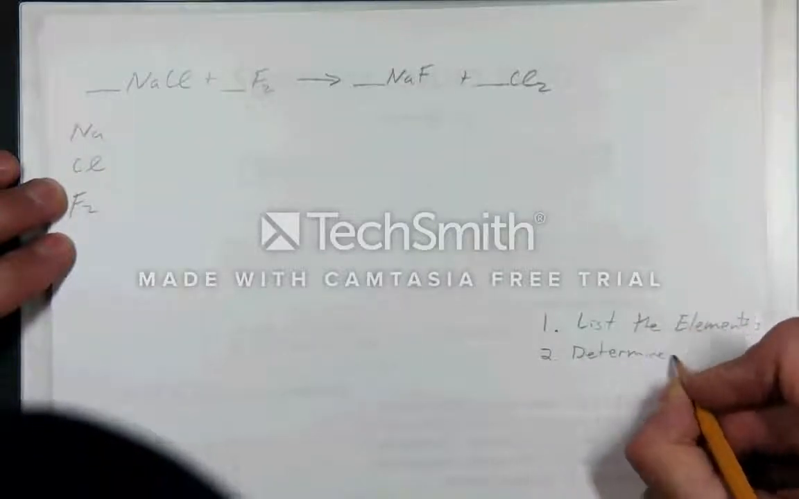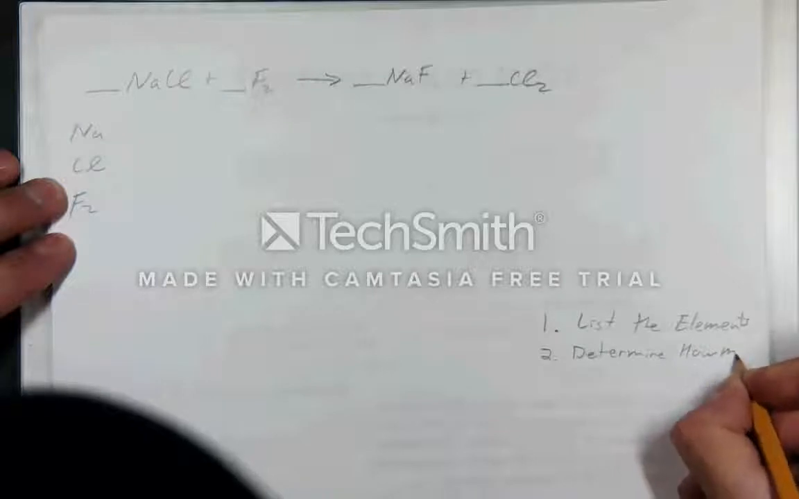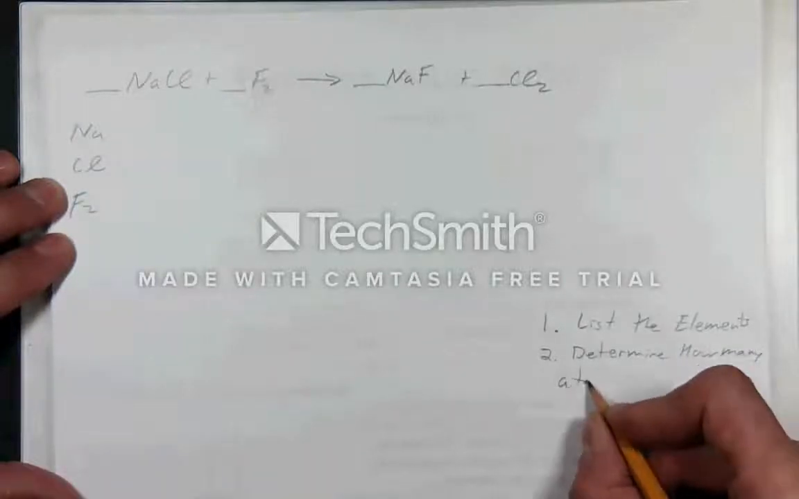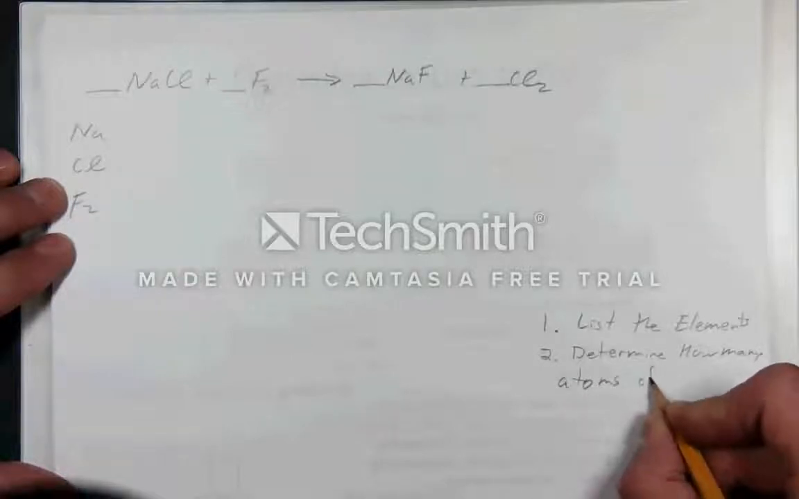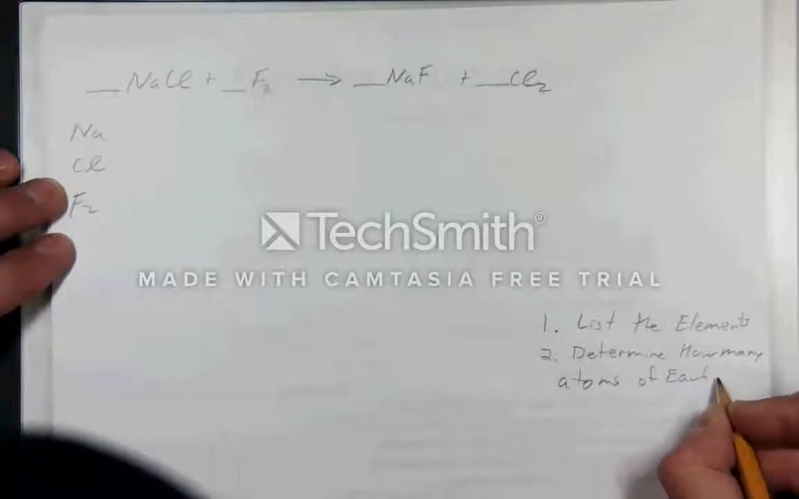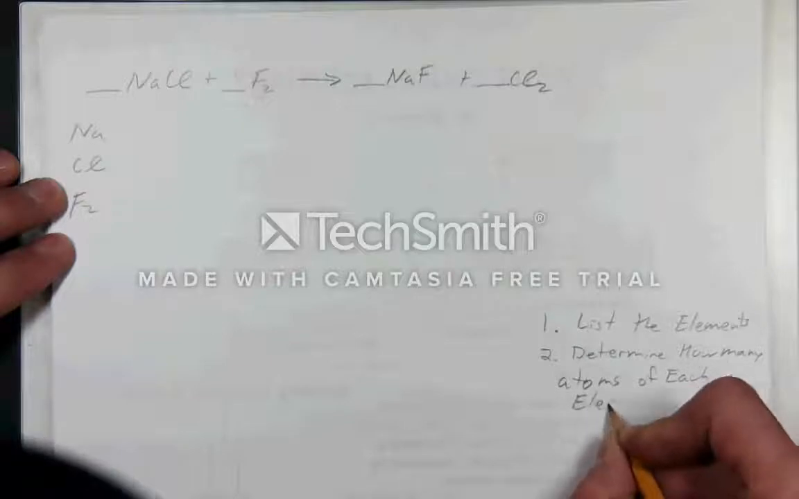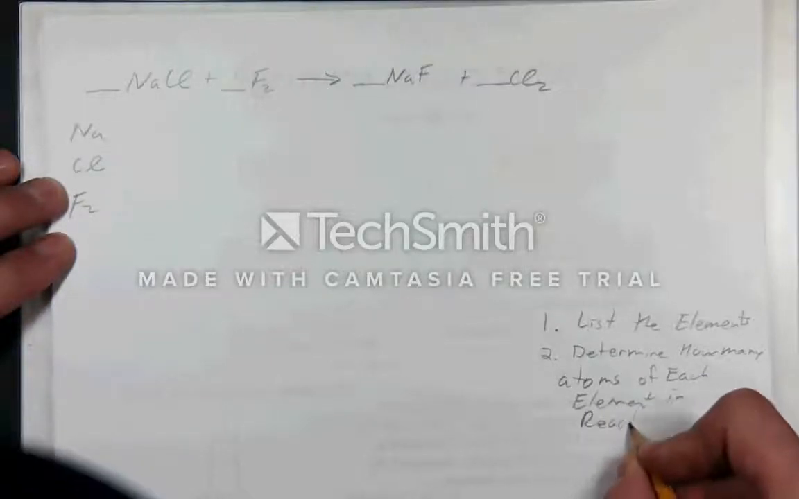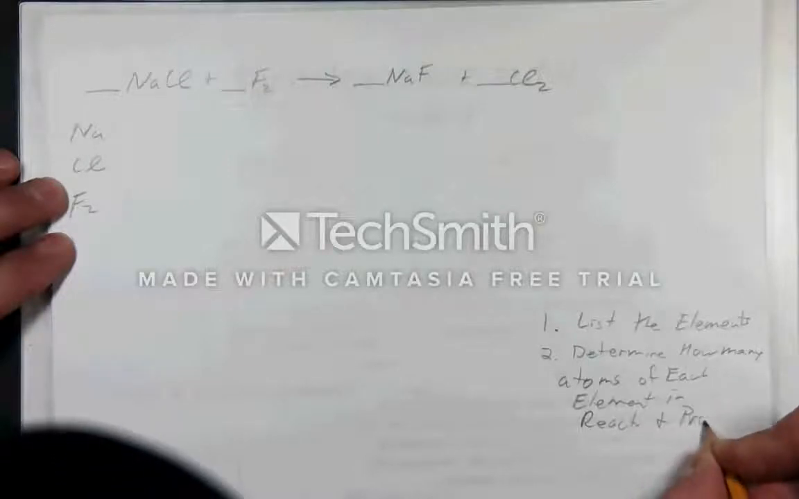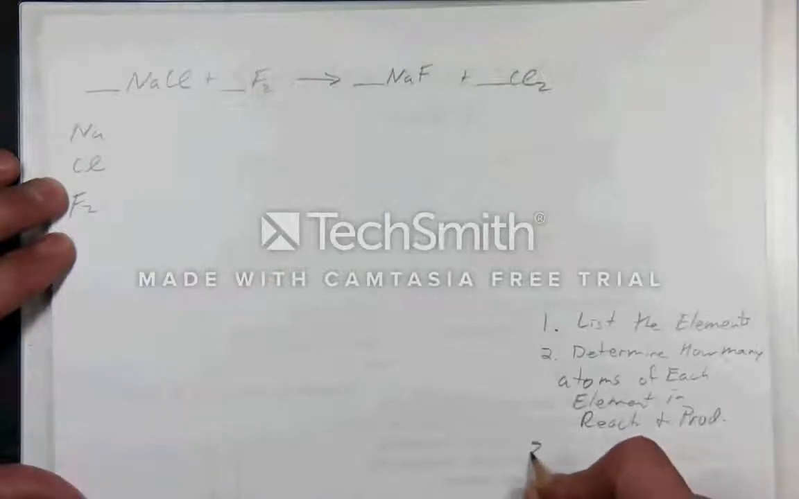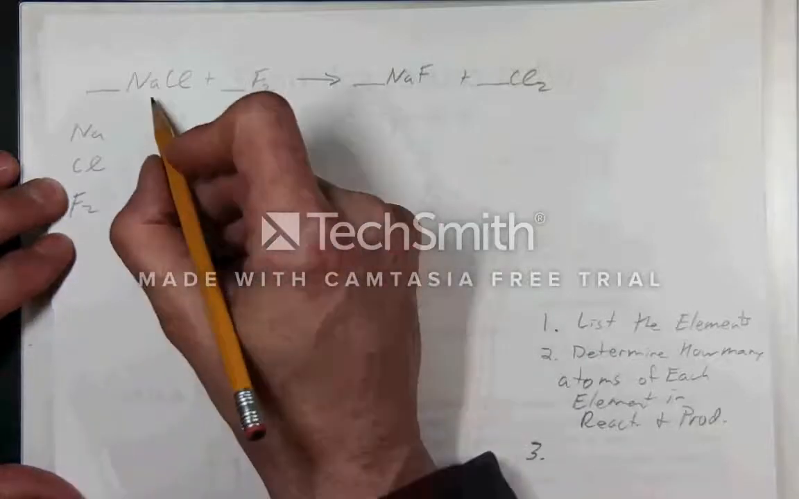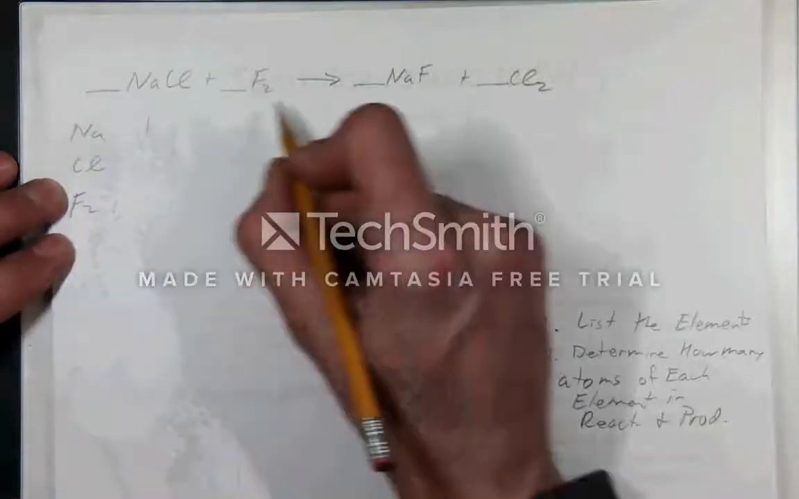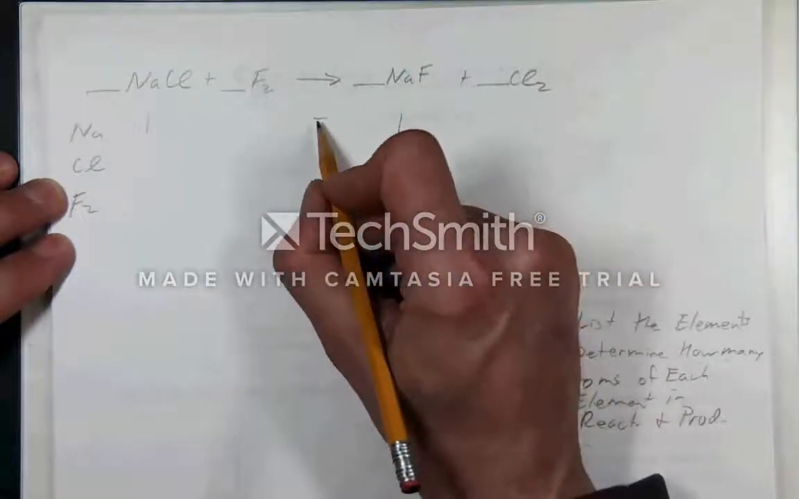Determine how many atoms of each element in reactants and products. Okay, so for sodium, we have a 1. 1 in the reactants, and over here in the products there's 1. So these are actually balanced.